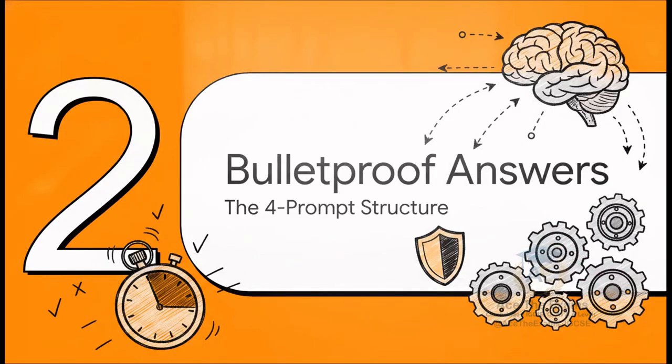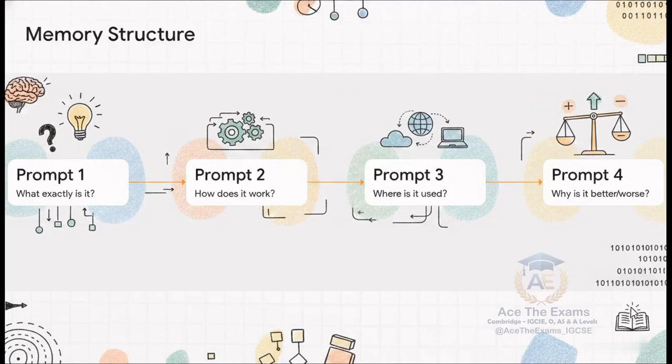Section 2. Building a bulletproof answer. You know, the biggest issues examiners constantly report are students skipping vital process steps and using incredibly vague wording. When the clock is ticking, your brain just naturally takes shortcuts. I need to stop that by installing reliable memory structures right now. When you're studying literally any IT concept, you've got to be able to answer these 4 prompts.